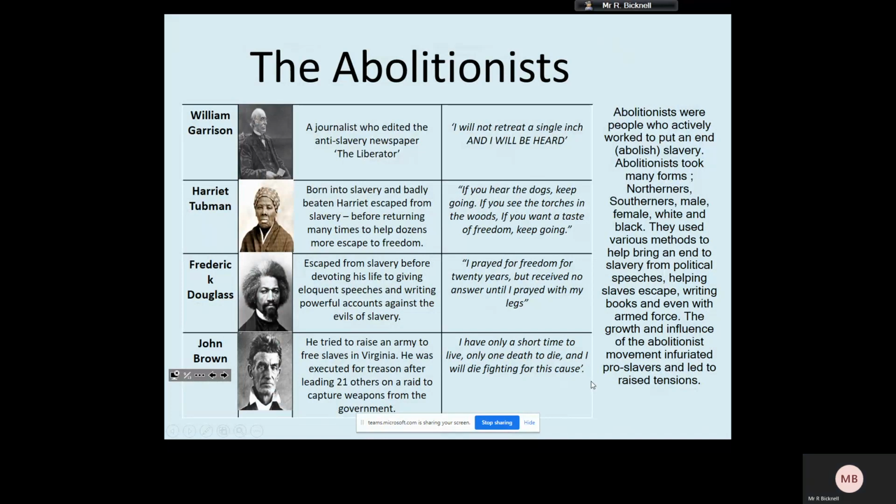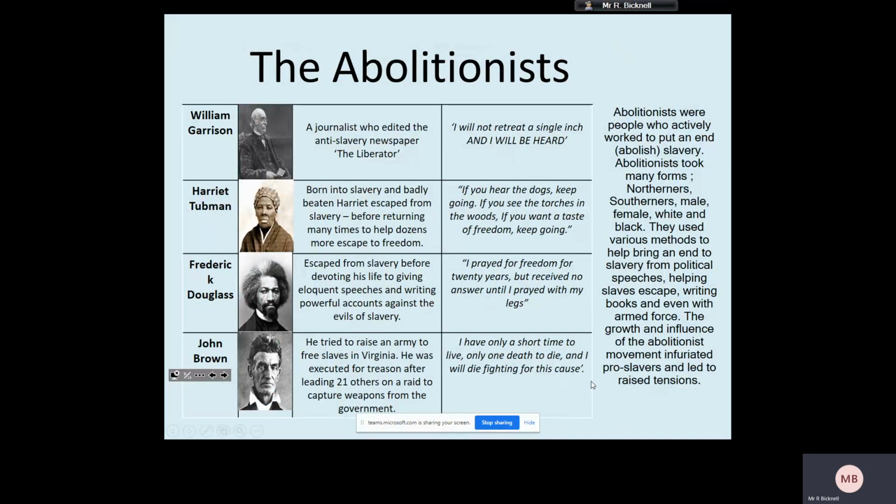Now, the more active the abolitionists were, the more that the South felt threatened, that their way of life was under threat. And it's definitely a reason that pushed the South towards secession, that idea of leaving the United States of America. And that's what caused the Civil War.